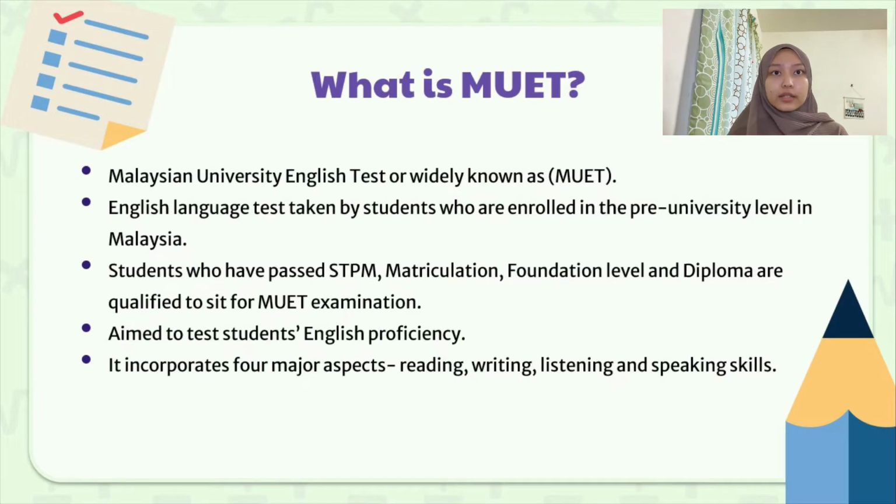What is MUET? The Malaysian University English Test, also known as MUET, is a form of English language test taken by students who are enrolled in the pre-university level in Malaysia. Students who have passed STPM, matriculation, foundation level, and diploma are qualified to sit for the MUET examination. The MUET examination aims to test students' English proficiency. Therefore, it incorporates four major aspects which are reading, writing, listening, and speaking skills.